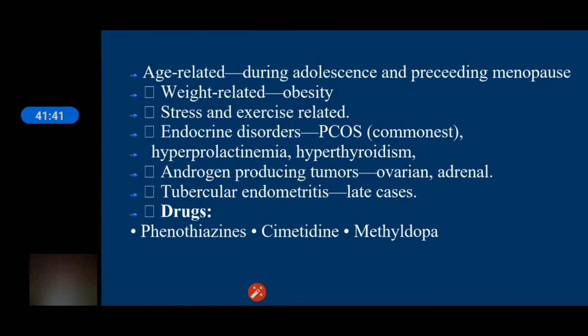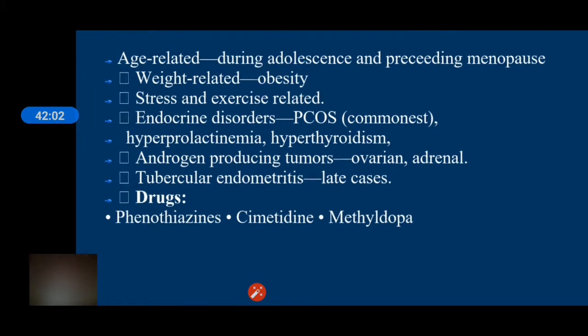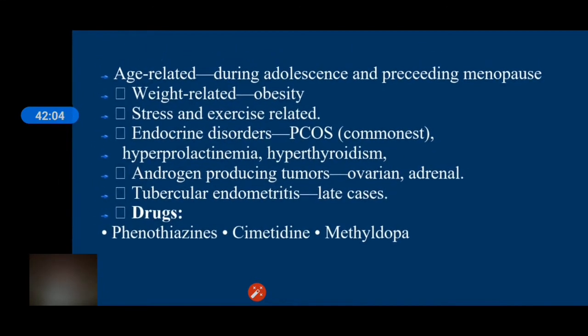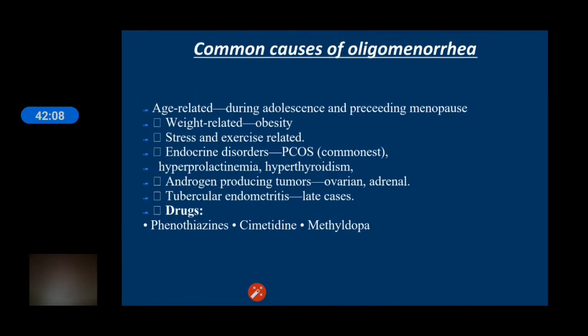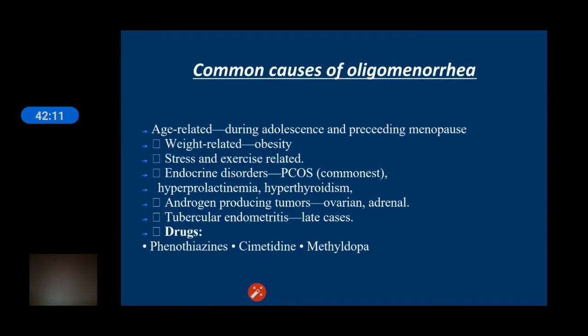If drug history is there, if a patient is taking any of these drugs, that also can cause oligomenorrhea, like phenothiazines, which are antipsychotic drugs. Cimetidine, it is given to control gastric secretions in cases of hyperacidity, etc. Methyldopa, it is one of the drugs to control hypertension or high blood pressure. If the patient has a history of taking any of these drugs, it can also lead to oligomenorrhea. So drug history is very important.